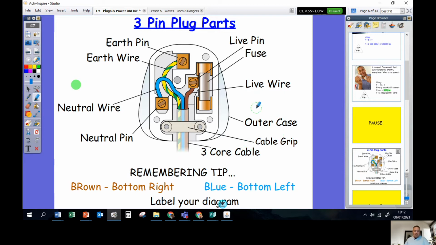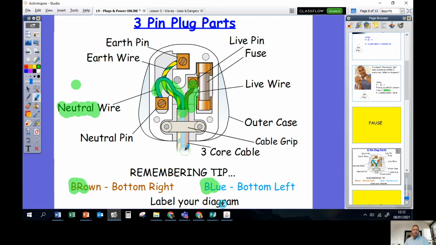You'll need to learn the colors and orders of the wires in the plug. It's a really common question for a labeling question in the exam. If it helps you remember, BR for brown goes at the bottom right. So that's our live wire. And BL for the blue wire goes at the bottom left.